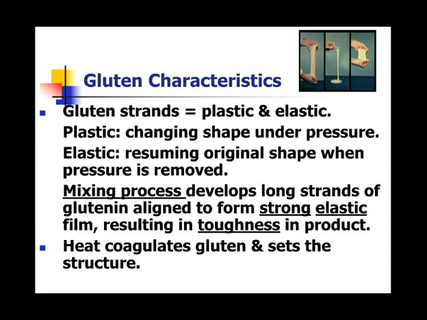So one thing amazing about the gluten strands is that it's plastic and elastic. What's the difference between plastic and elastic? It's plastic because when you stretch it, it changes shape, just like children's Play-Doh. You stretch it, it stays like that. Does it go back? No, it stays like this. And it's also elastic, because when pressure is removed, it goes back to its original shape. So it has both properties, plastic and elastic.